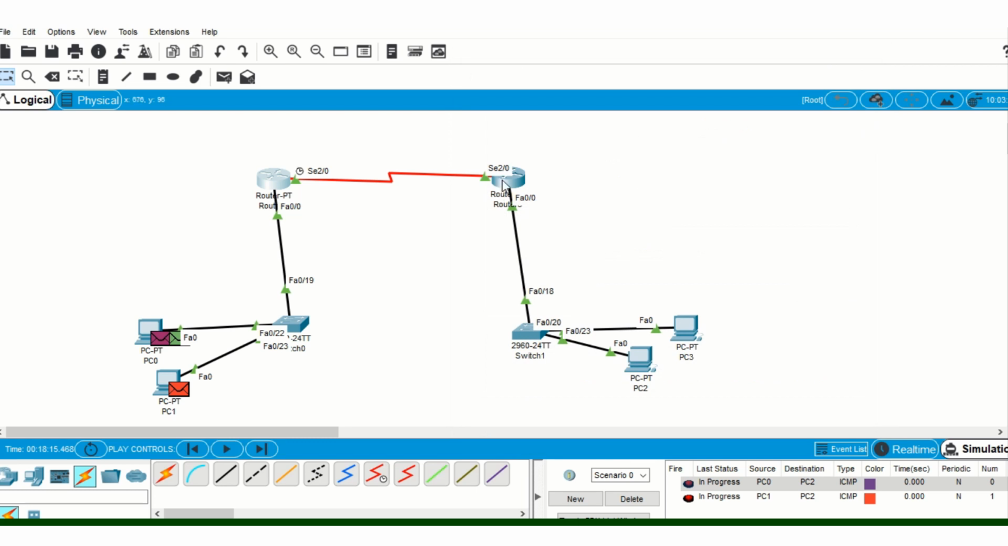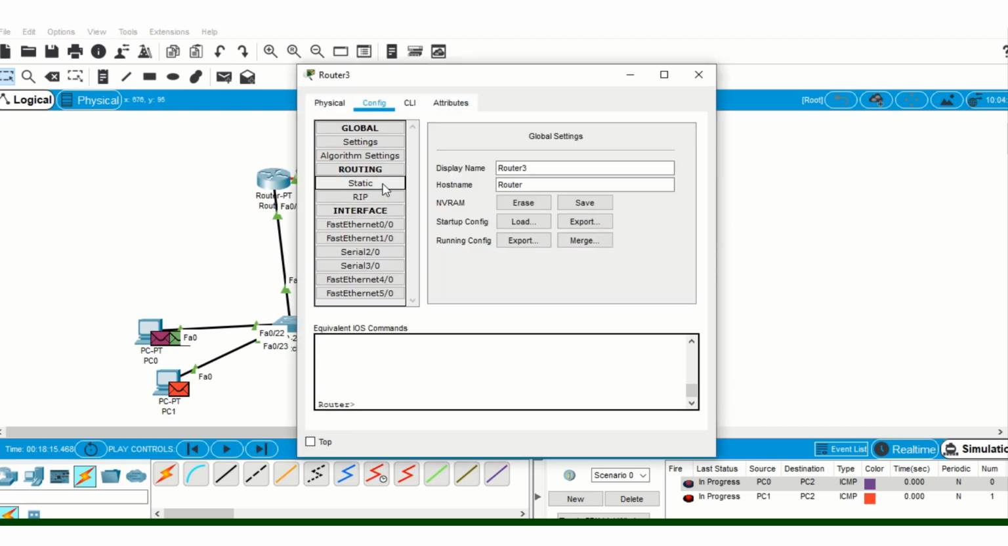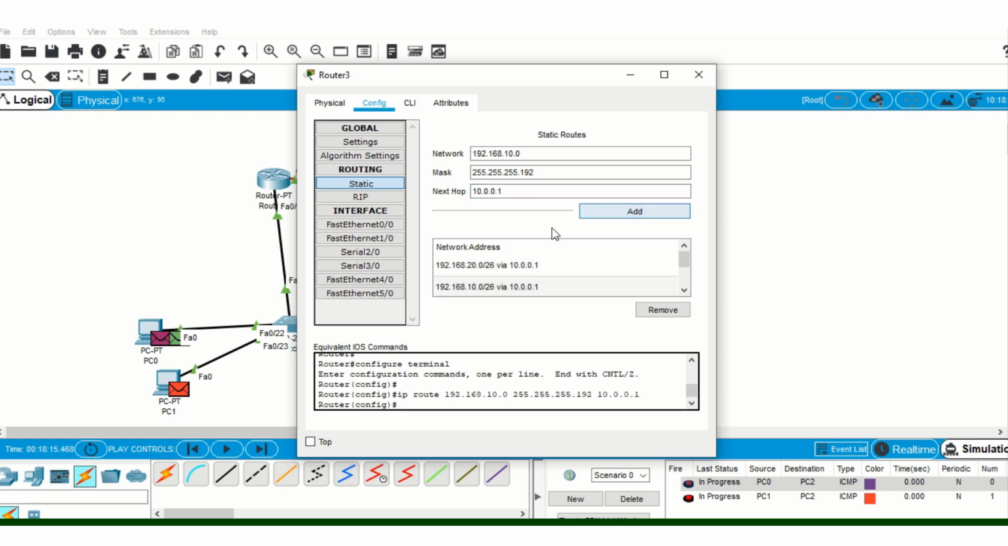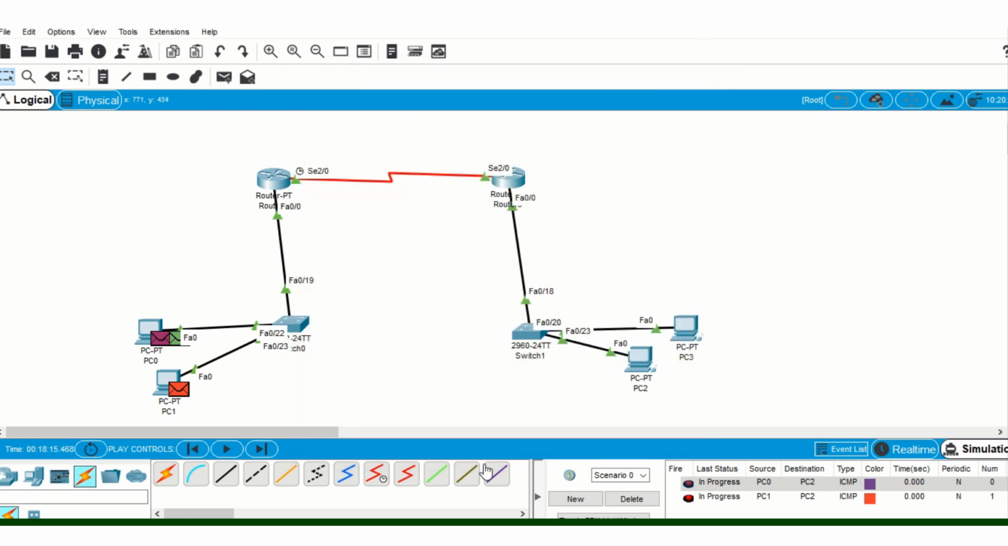The same problem will be here. See, static route, I added the route for the 20 network, so I will also change it to 10. 192.168.10.0. Subnet mask is /26, so it will be 255.255.255.192 and next hop address is 10.0.0.1. It should work now. So I added the 10 network and I will remove the 20 network.